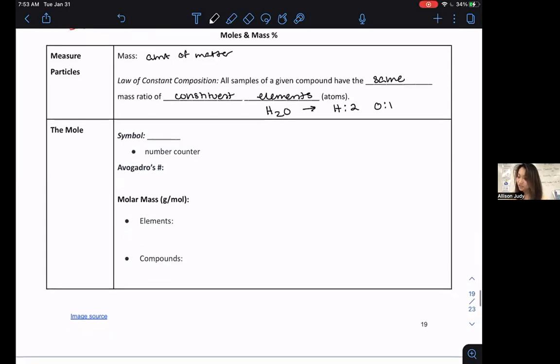So the mole is a way that we quantify this ratio at a large scale, at a macroscopic scale that we can actually measure in lab and talk about and observe, right? The symbol of the mole is MOL. Now, if you're thinking to yourself, that is one letter different than the word mole, you are absolutely correct. I do not know why we felt the need to abbreviate it. And we call the mole a number counter, okay? A number counter.